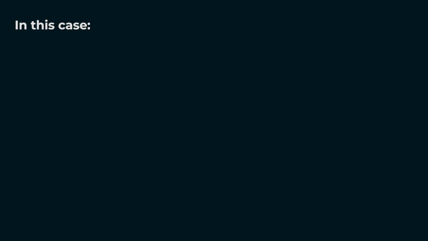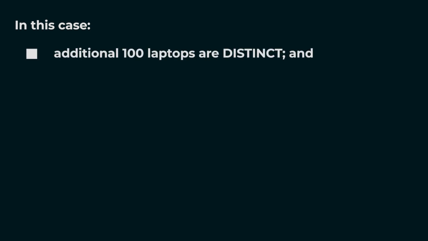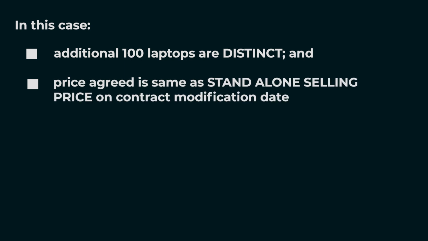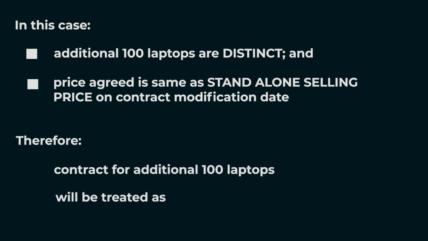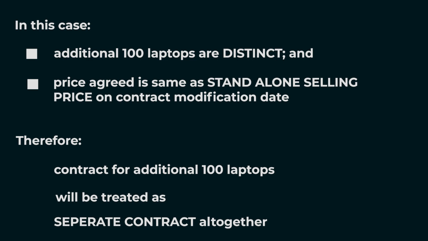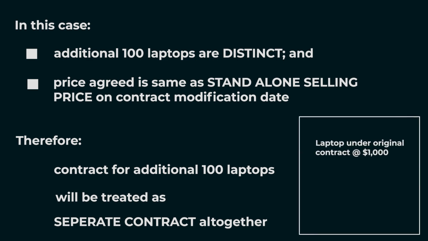Since in this case the additional laptops agreed to be supplied are distinct and the price agreed is the standalone selling price of the laptop on the contract modification date, therefore, the agreement to supply an additional 100 units of the laptop will be treated as a separate contract altogether. Net accounting result of this contract modification is revenue for laptops to be delivered under the original contract will be recorded at $1,000 per unit, and revenue for the additional 100 units agreed to be supplied on April 1, 20X1 will be recorded at $1,200 per unit under a separate contract.